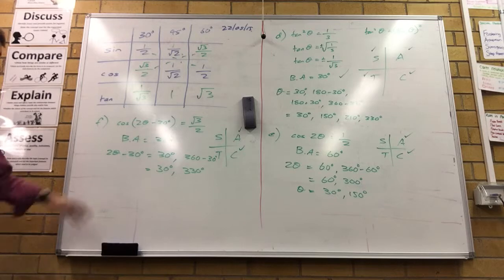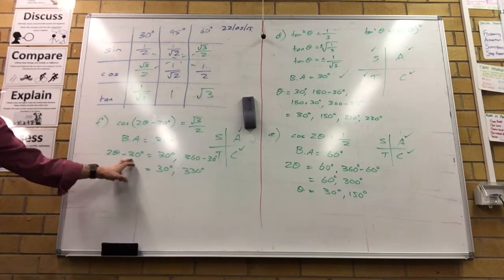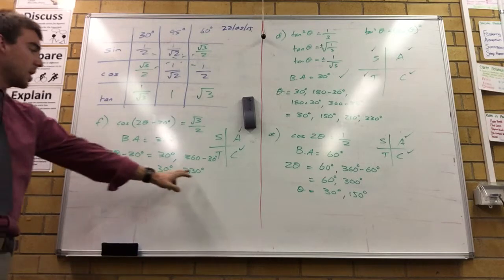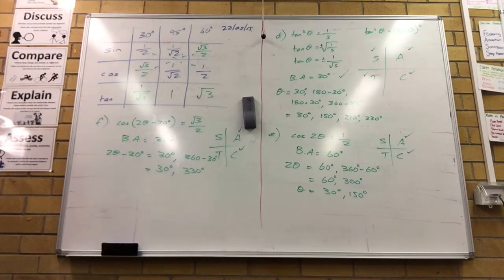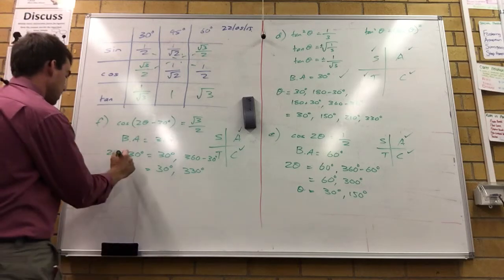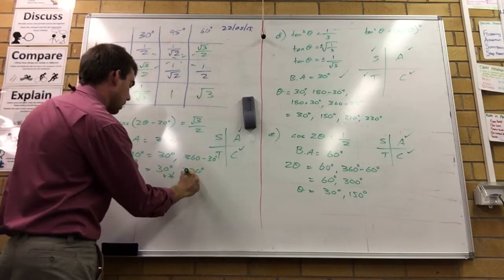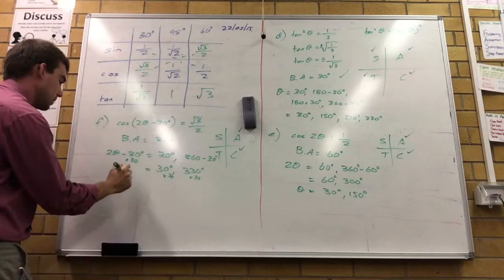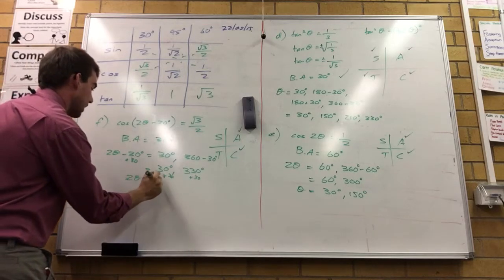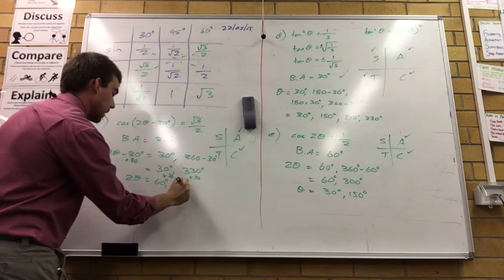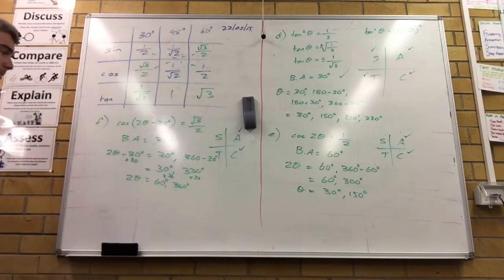So I have 2 separate equations. 2 theta take away 30 is equal to 30. And 2 theta take away 30 equals 330. So what's my next step? Add 30, then divide by 2. Good. So we add 30 first, so it's plus 30 to all those values. So that means 2 theta is going to be 60 degrees and 360 degrees.